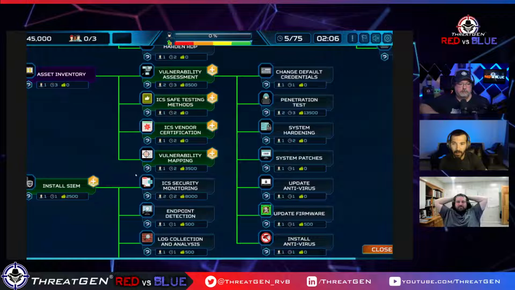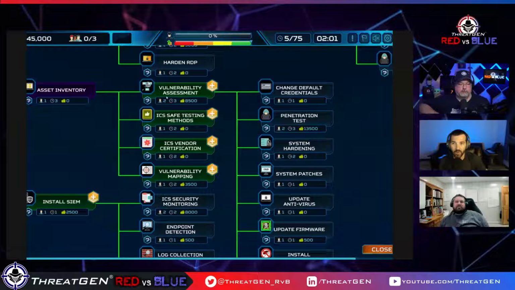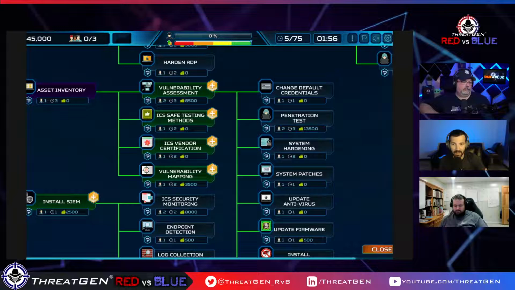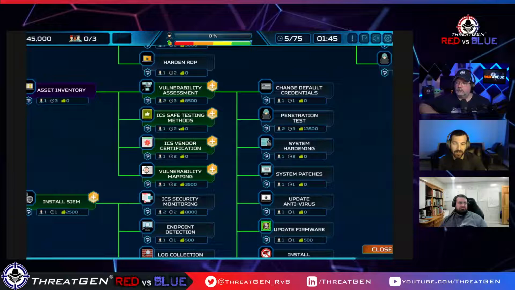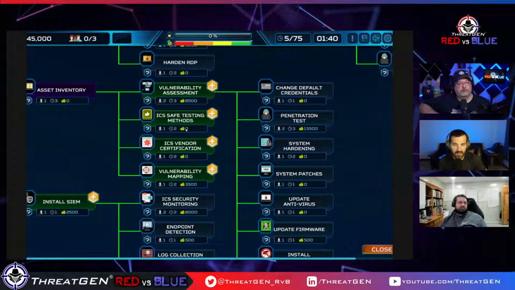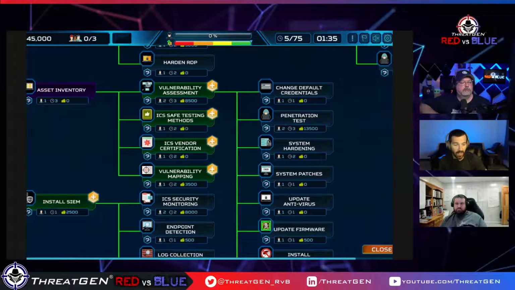Let's just really quickly do some calculations around vulnerability assessment and ICS safe testing methods and vendor certification, because we have to do safe testing before we do vulnerability assessment, or we run the risk of knocking our own ICS systems down. Let's do the calculation for ICS safe testing, because we have to get that in here. It's 1 person, 2 turns, $0. Love the price point on this one, by the way. Thank you, developers.